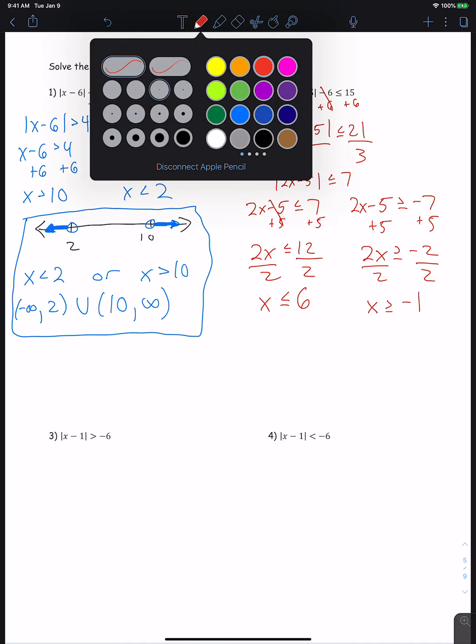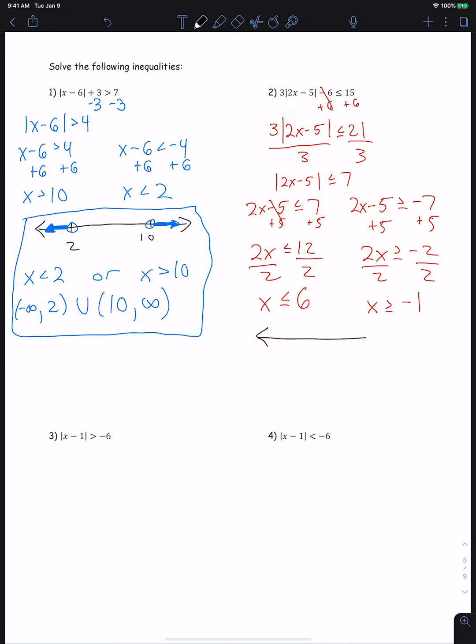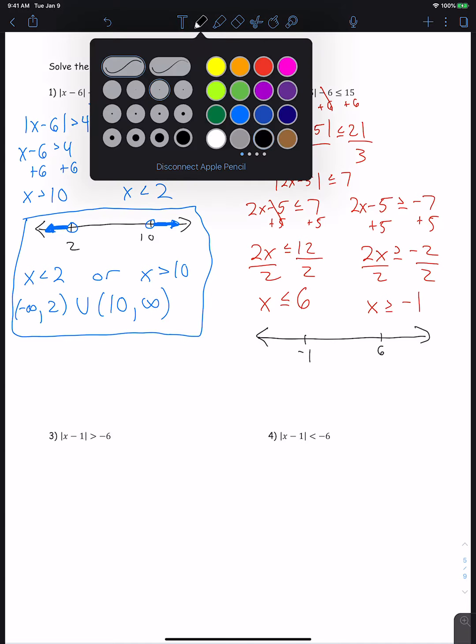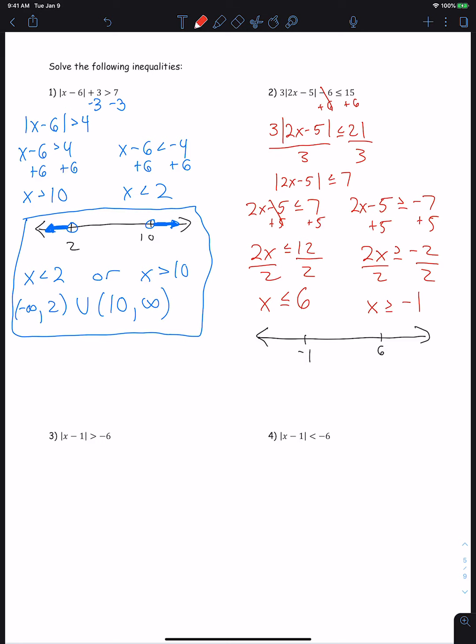To write my answer, I'm going to draw a number line. This helps me understand how to write the answer in interval notation or inequality notation better. So here's 6, here's negative 1. I'm going to graph one inequality at a time. So x is less than or equal to 6. I fill in the circle at 6 and I go to the left because it's less than. And then x is greater than or equal to negative 1. Fill in the circle at negative 1, and this is going to the right. As you see, the number line is going to meet.